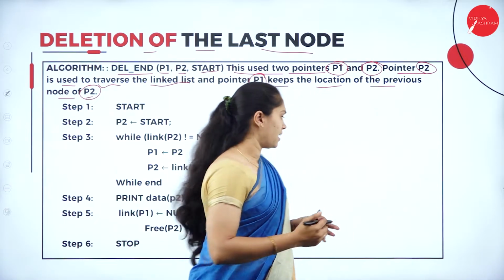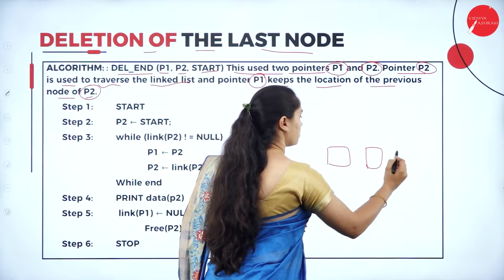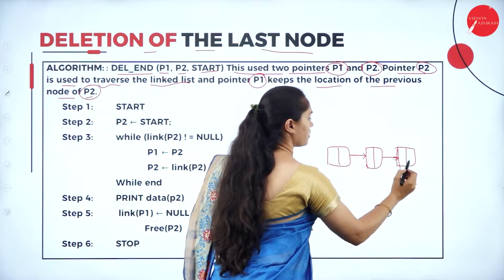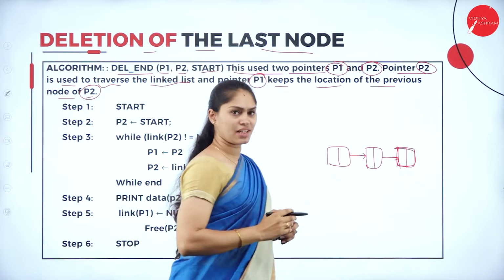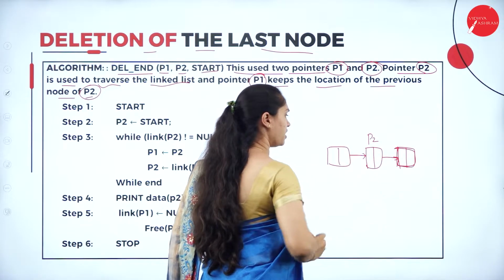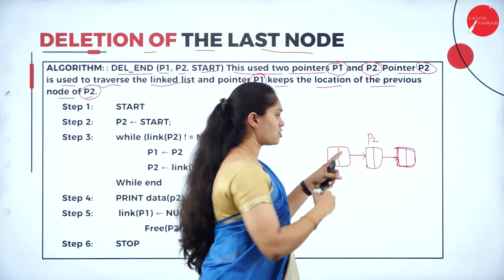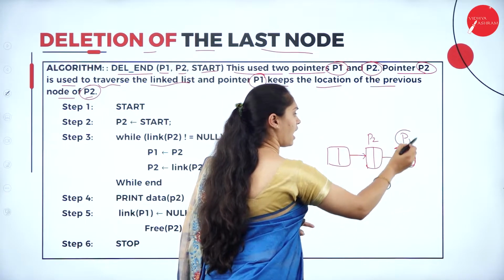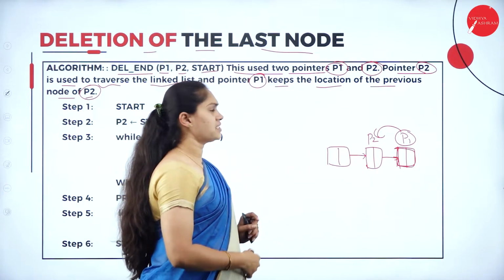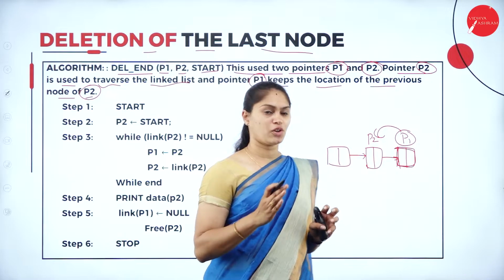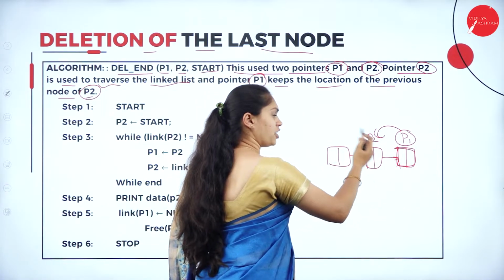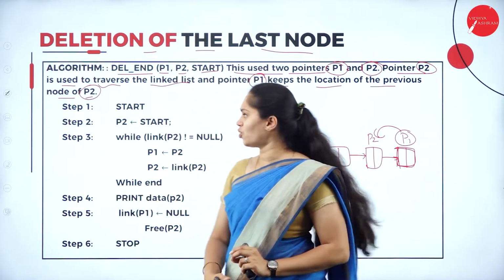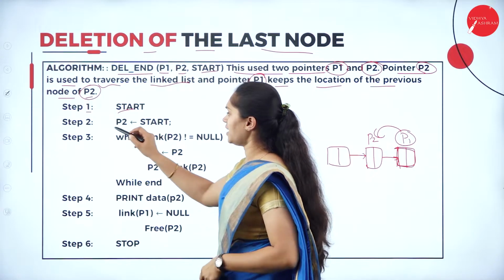So for example, if I have three nodes here, if P2 is here, then P1 is going to hold the address of the previous node. For example, consider P1 is here. This is holding the address of the previous node. That is the reason why we require P1 and P2. P2 is used to traverse. So first P2 will be there. Next we have P1. P1 has the address of the previous node. So first we have to start, then P2 is start.